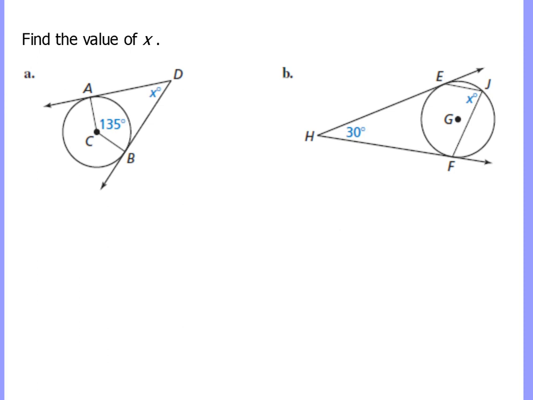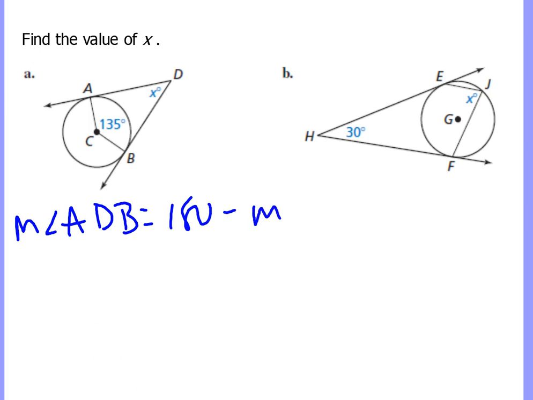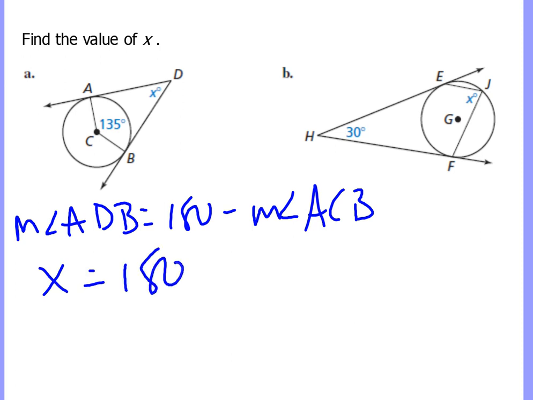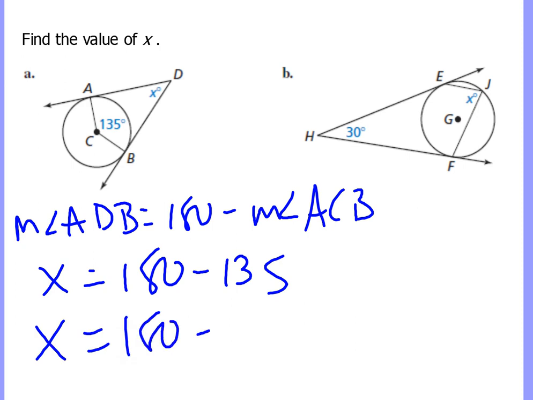So first and foremost, for part A, kind of with the basics. In this case, we would say that the measure of angle ADB, the circumscribed angle, would be 180 minus the measure of angle ACB, the central angle. Well, x equals 180 minus 135, so just go ahead and make it 45 degrees there.